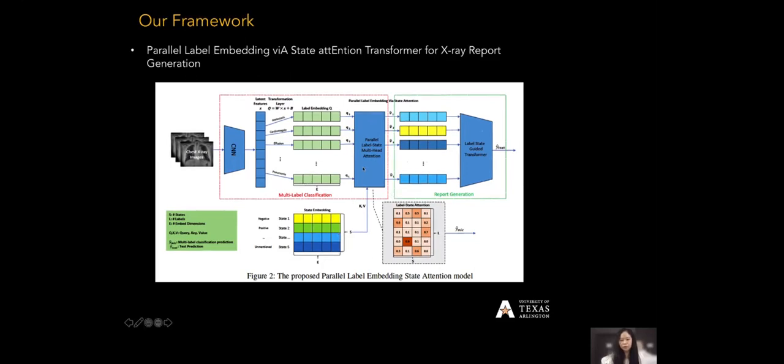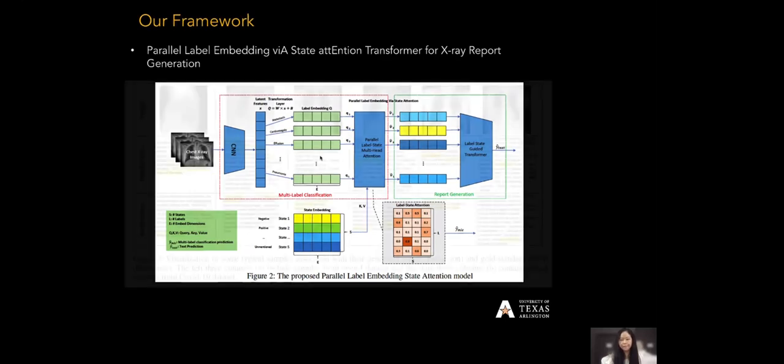In this label-state multi-head attention, we learn a latent label embedding layer to encode the different relationships between these labels and their associated uncertainties.